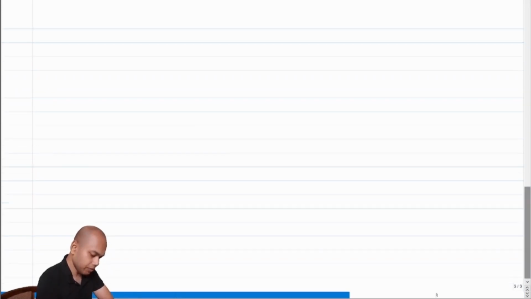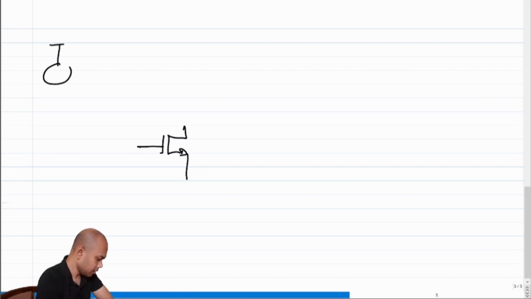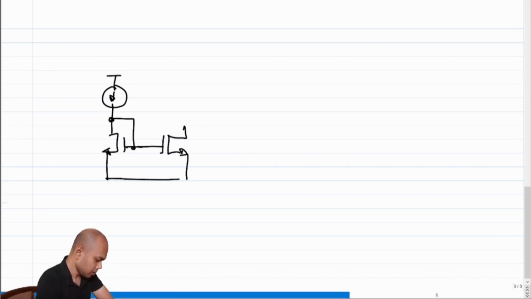Okay, so what was the circuit that we were discussing when we stopped in the previous lecture? The circuit we were discussing was a common source amplifier, right? And this was biased using, okay, so hold on, we had a common source amplifier. This was biased using a current mirror, right?